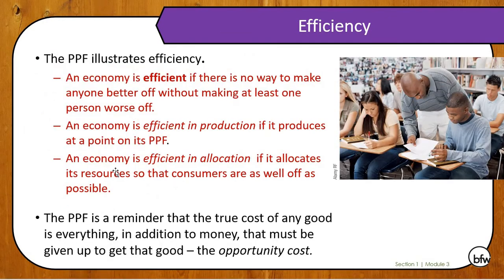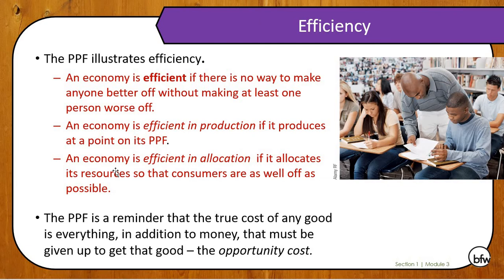So the production possibility frontier illustrates efficiency. An economy is efficient if there's no way to make anyone better off without making at least one person worse off. An economy is efficient in production if it produces at a point on its production possibilities frontier. An economy is efficient in allocation if it allocates its resources so that consumers are as well off as possible. The production possibility frontier is a reminder that the true cost of any good is everything in addition to money that must be given up to get that good. Now you notice I'm kind of interchanging production possibility frontier with the production possibilities curve. That's because I want you to get used to seeing either of them.